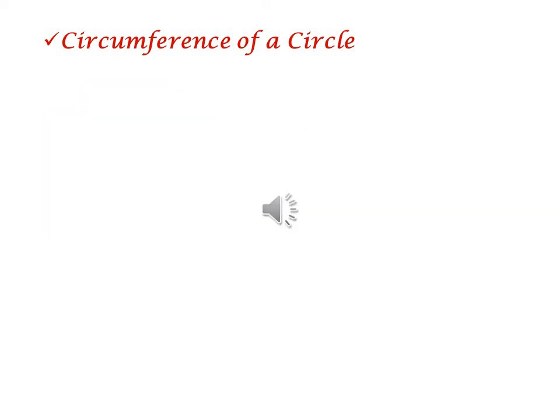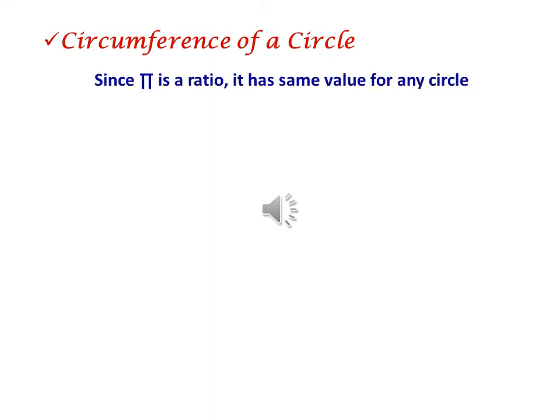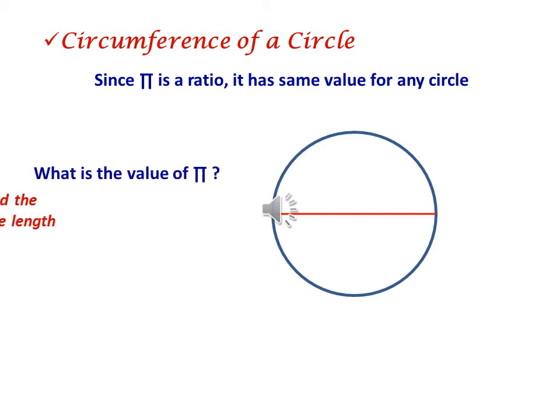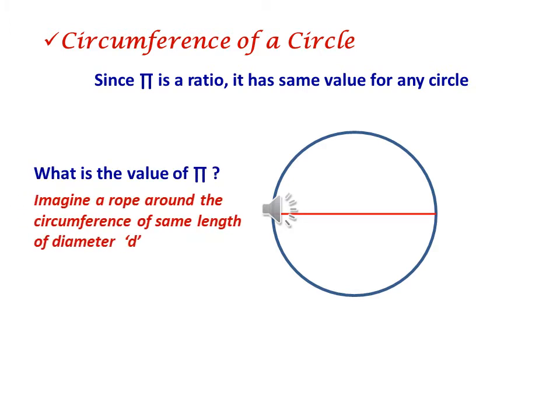Let's further understand the circumference of a circle. Since pi is a ratio, it has the same value for any circle. It can be a small circle or a big circle. Let's see how the value of pi is calculated. Let's imagine a rope around the circumference, of the same length as diameter d. First diameter, second diameter, third diameter.